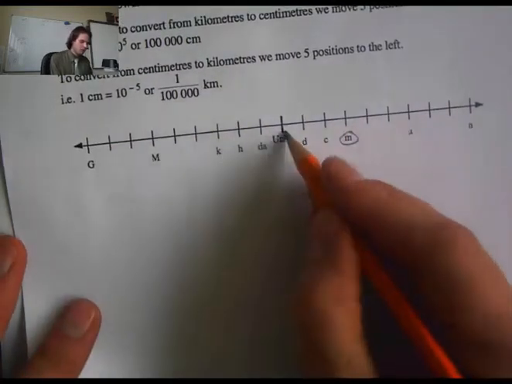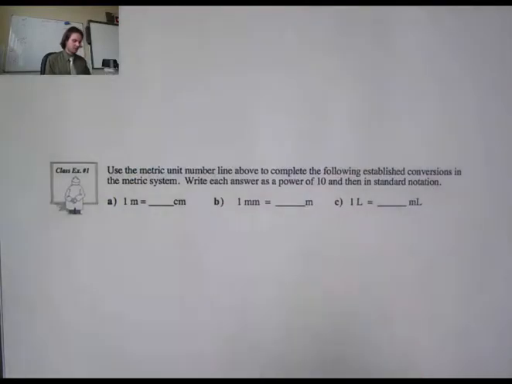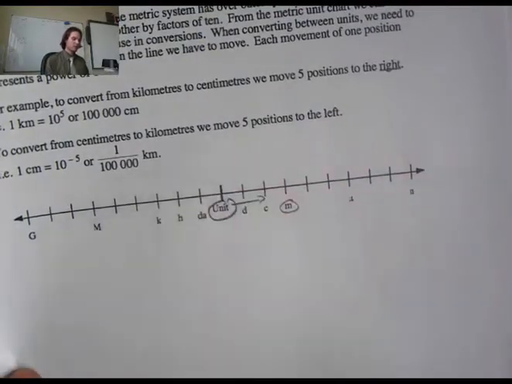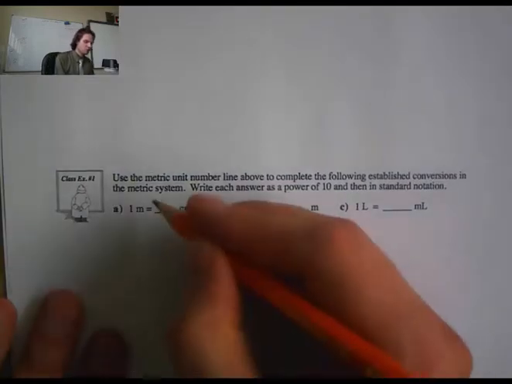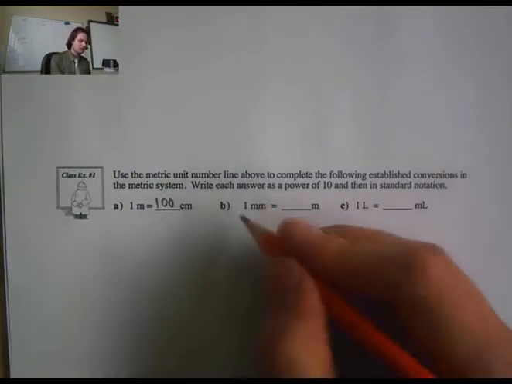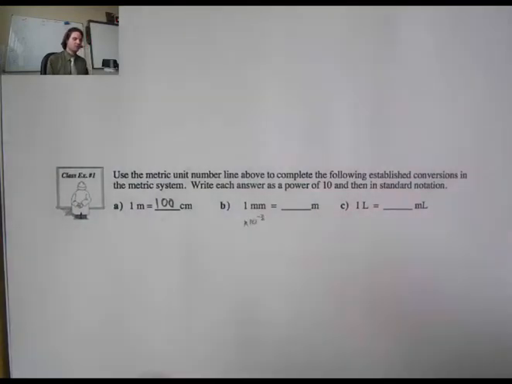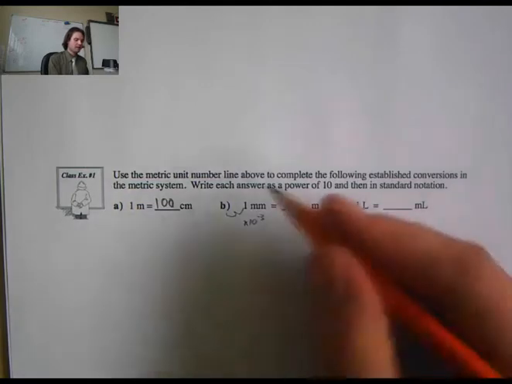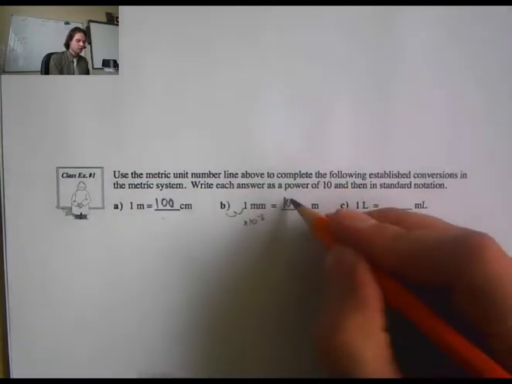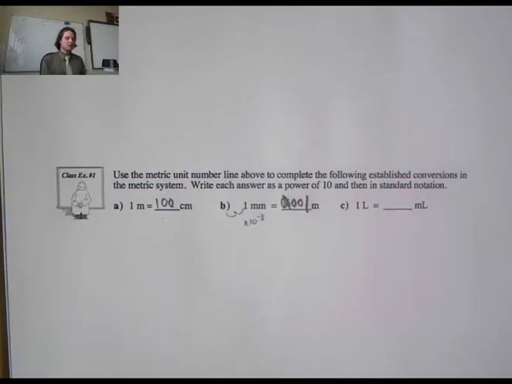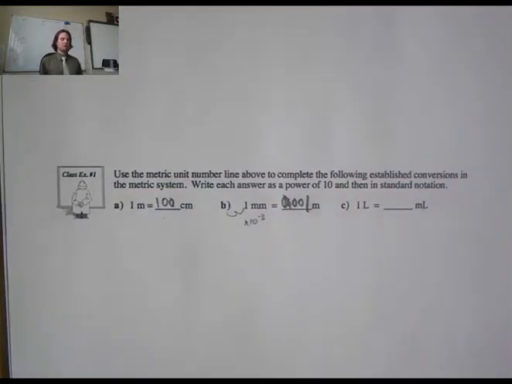Oh, that's milli. 1 unit, 1 meter, same as how many centimeters? Goes over this way. So that's like times 10 to the 2. So that's 100. 1 millimeter is equal to, this is like times 10 to the negative 3, which is the same as moving the decimal over 3 times that way. So 0.001. Okay, next one, 1 meter is equal to how many milliliters?